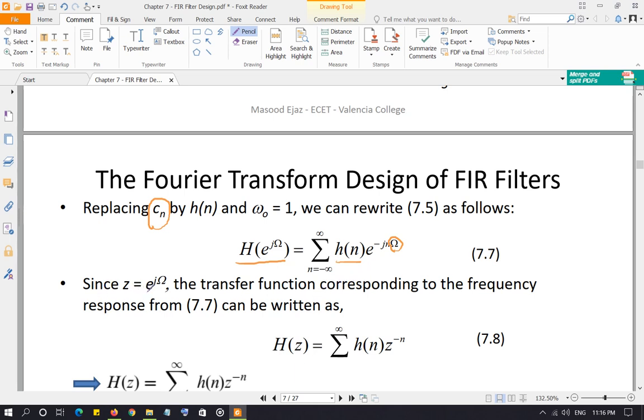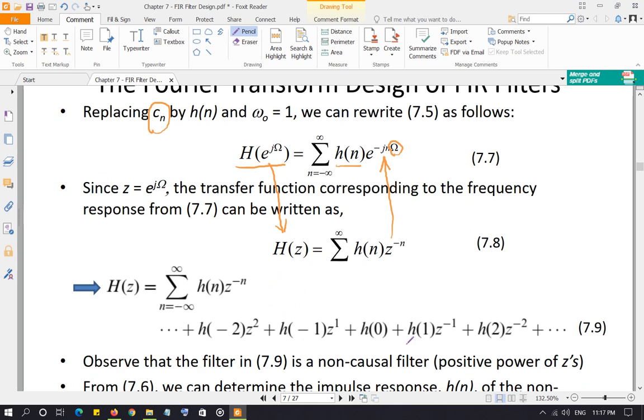So we know that z is equal to e to the power j omega. So we're going to write h of e^(j omega) as h of z, and e to the power negative j n omega as z to the power negative n from here. So h of n z to the power negative n. And when you expand this, you're going to get h of negative 2 z squared plus h of negative 1 z, and so on and so forth, h0 and this. So this is the transfer function of a non-causal FIR filter that we got from the Fourier series, Fourier transform.